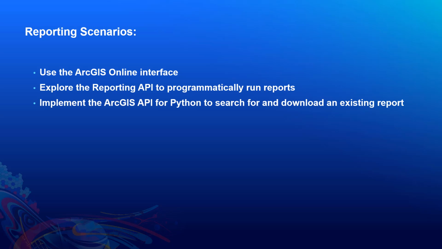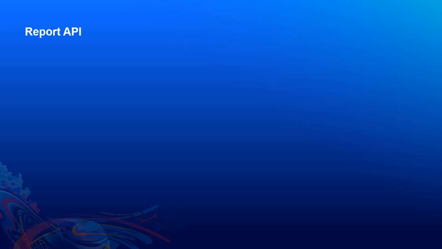At this point, I'm going to turn it over to Peter, and he's going to showcase a couple of examples on how you can use the reporting API to programmatically run reports. He's also going to go over how to implement the ArcGIS API for Python to search for and download an existing report. Take it away, Peter. Thanks, Jake, for introducing us to reporting.